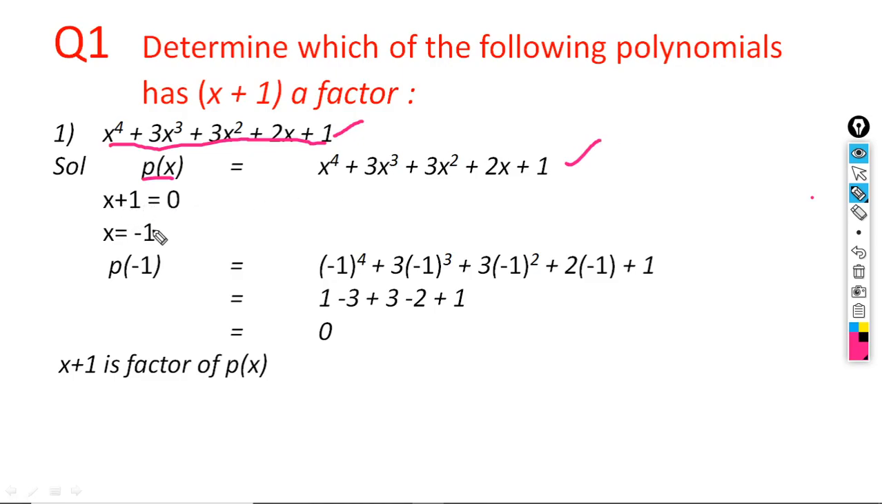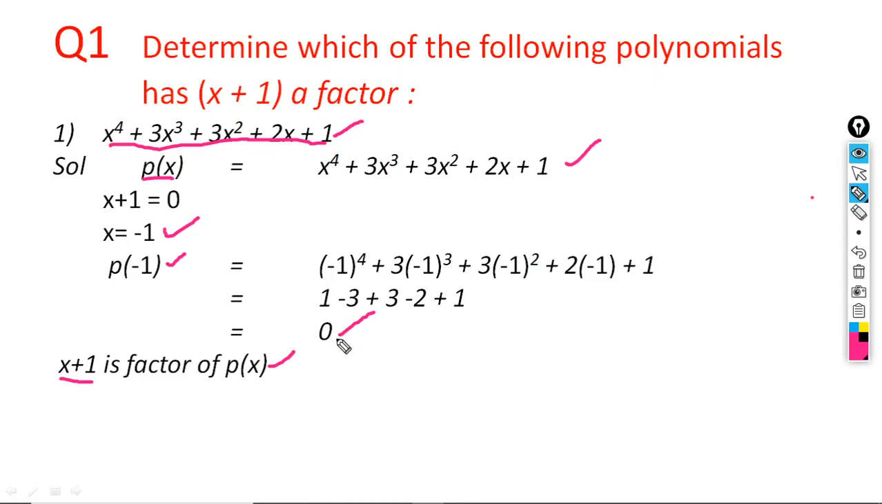We are equating x plus 1 to 0, finding x which is minus 1, and finding the value of p of minus 1. When we substitute the value of x as minus 1, we get minus 1 raised to power 4 plus 3 times minus 1 raised to power 3 and substituting the rest of the values. By solving this expression, minus 1 raised to power 4 always gives you 1, and minus 3, plus 3, minus 2, plus 1, and completing solving this we get 0. So what we conclude here is that x plus 1 is a factor of p of x. Why is it a factor? Because this p of minus 1 is the remainder and the remainder is 0.